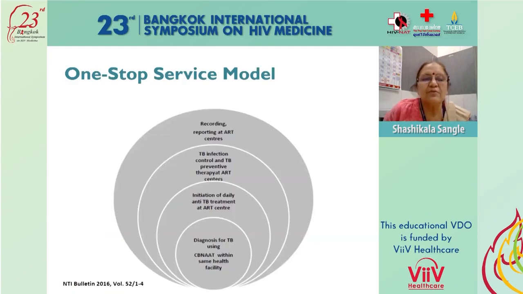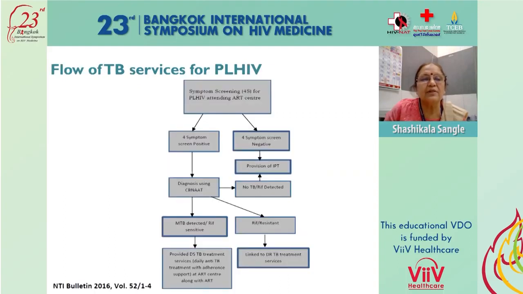What is this one-stop service model? It includes first, diagnosis of tuberculosis by using CB-NAT after the four symptom questionnaire, the CB-NAT within the same health facility. Initiation of daily anti-tubercular treatment at the ART center. TB infection control measures and TB preventive therapy at ART centers. Not only this, but recording and reporting at the same center, that is the ART center, which is followed in almost all ART centers in India.